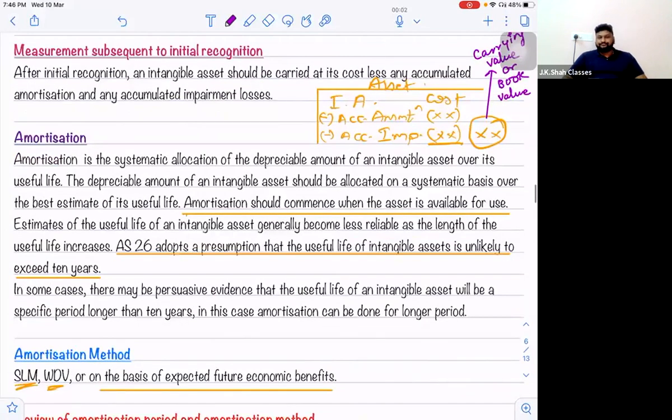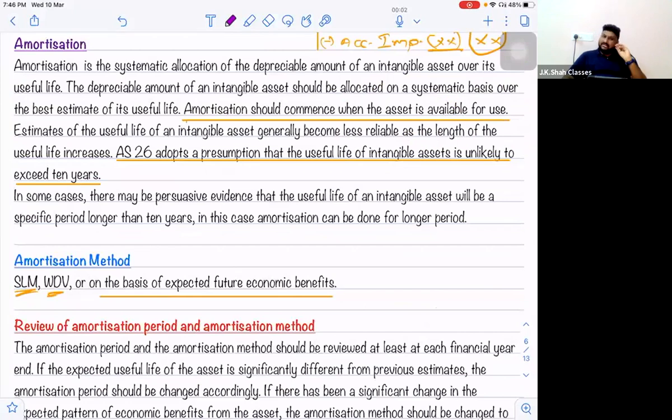Now, sir, amortization. Sir, amortization is nothing but simply depreciation only. And the definition is also similar to that of depreciation only. So what is the point? Sir, they say, first the definition. Amortization is the systematic allocation of the depreciable amount of an intangible asset over its useful life. Means over the useful life of the asset, you write off its cost. And writing off the cost over the useful life is nothing but amortization. Means, sir, it is depreciation only. Only the name is different.